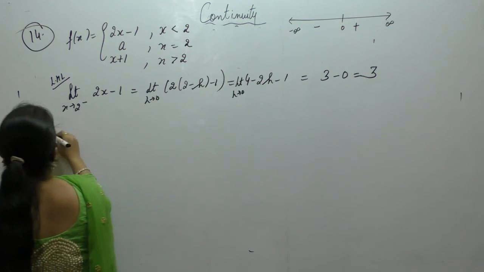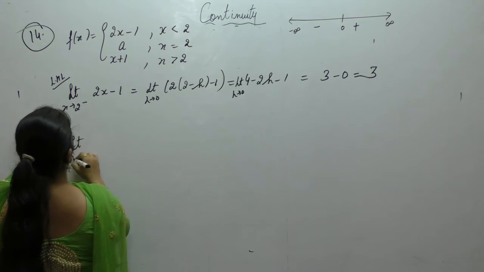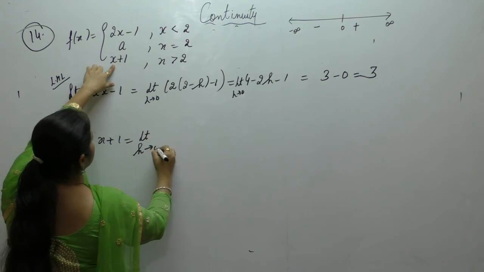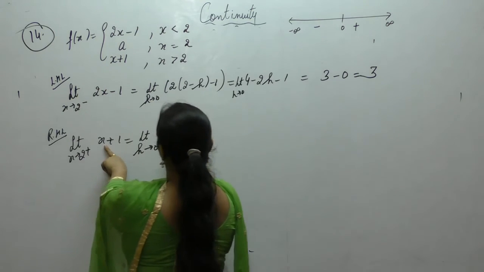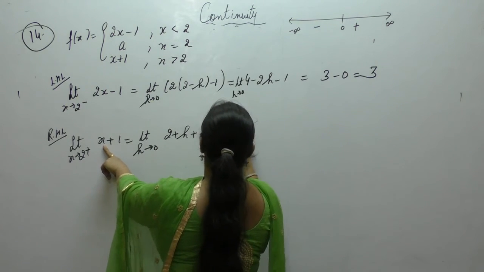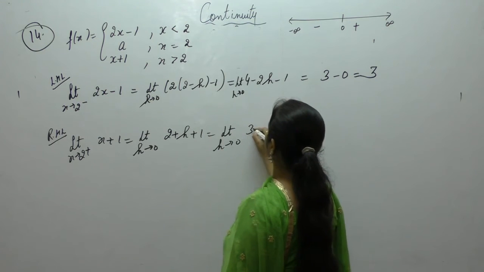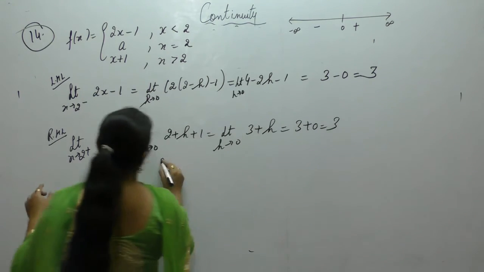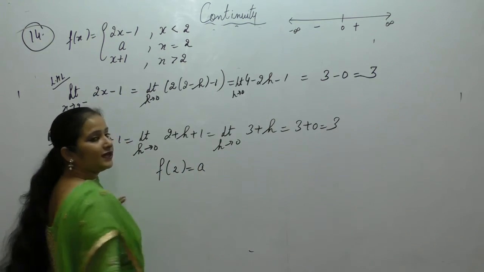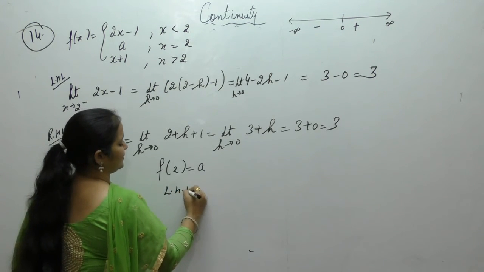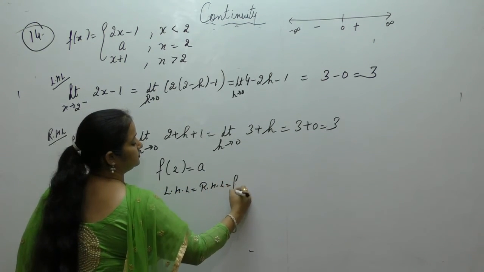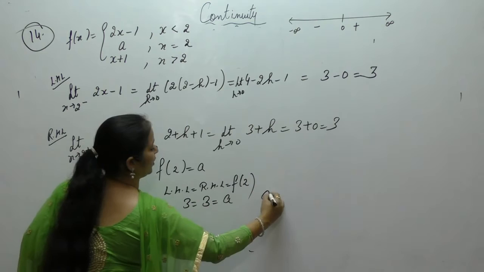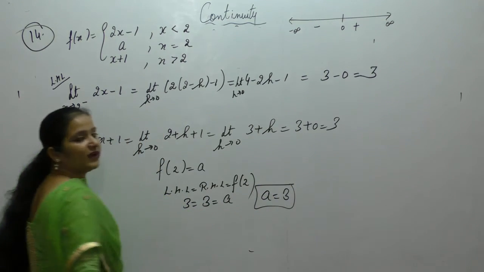2 into 2 is 4 minus 2h minus 1. 4 minus 1 is 3. Put the limit h tends to 0. Now right hand limit. Limit x tends to 2 positive, then function has value x plus 1. Limit h tends to 0, instead of x, 2 plus h plus 1, so 3 plus h. Put the limit h tends to 0. Value of function at that point is a. Given that function is continuous at x equals 2, left hand limit, right hand limit, value of function at that point are equal. Therefore, you will get value of a as 3.